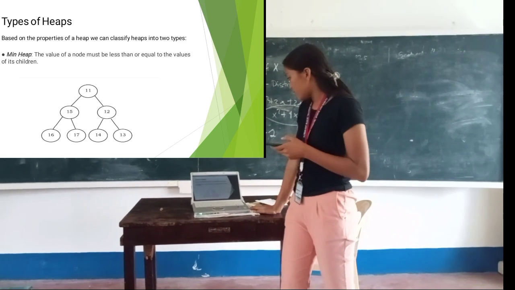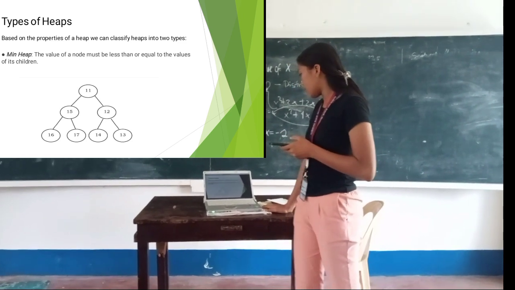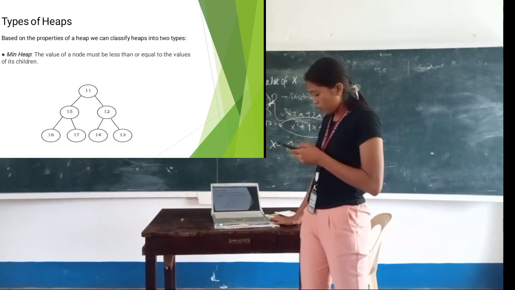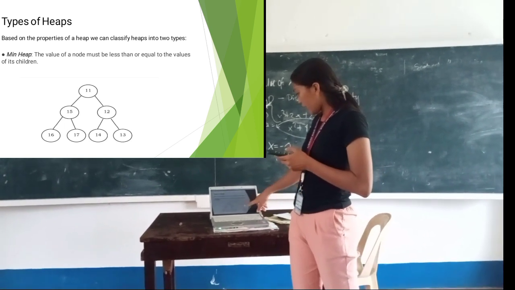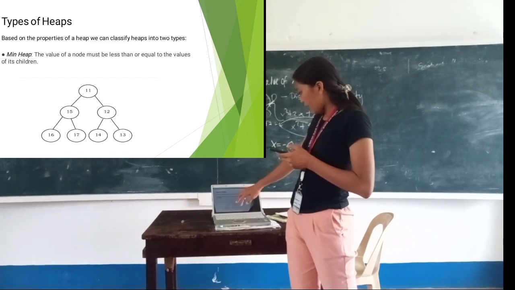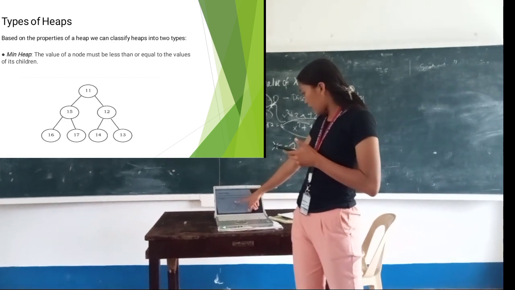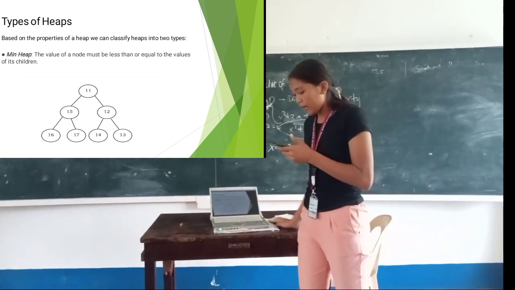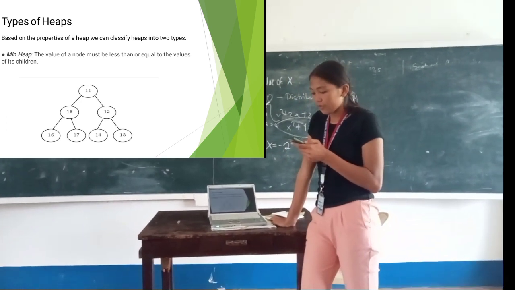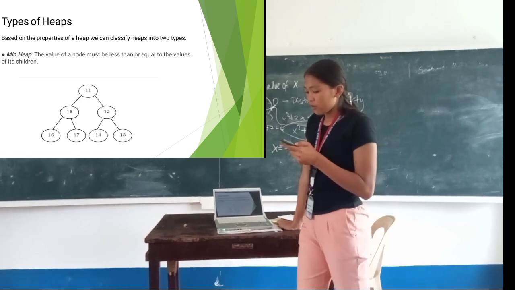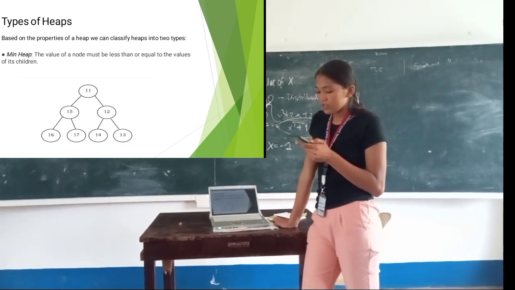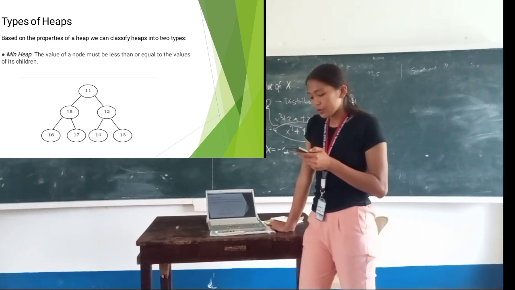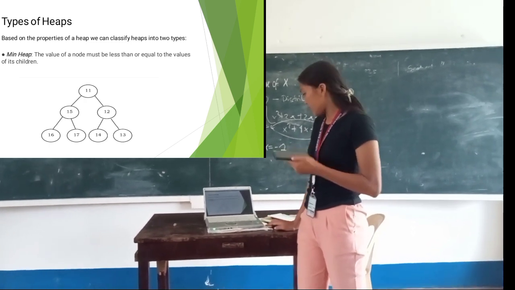In a min heap, the value of a node must be less than or equal to the value of its children. So the smallest value is at the root. The value of each node is greater than or equal to the value of its parent. The smallest value is the root. The same property must be true for all subtrees.